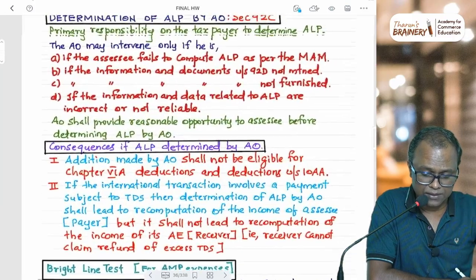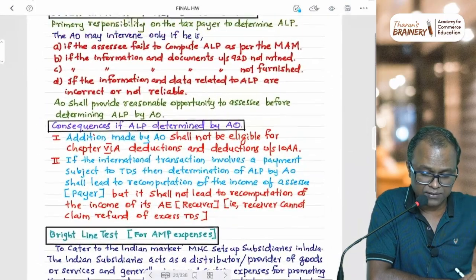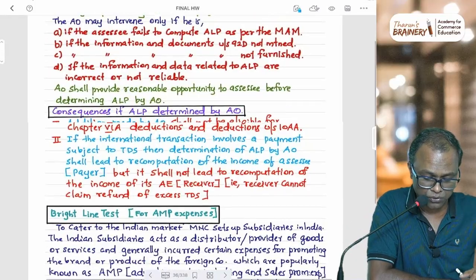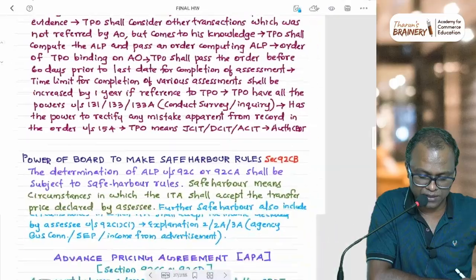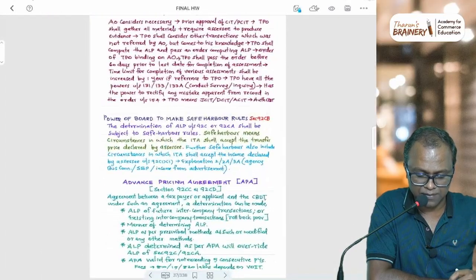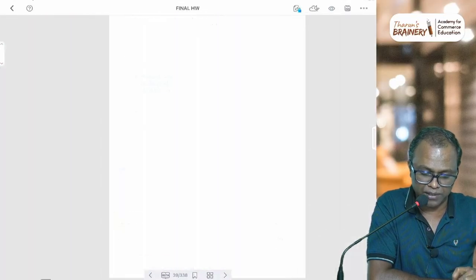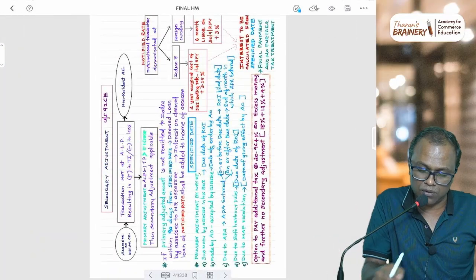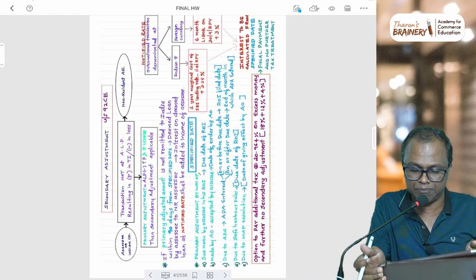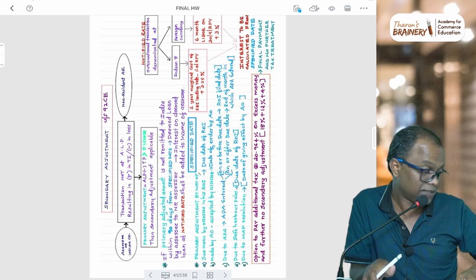And the next area we have to cover is the power of the AO and TPO, all those things we discussed. The next most important area is secondary adjustment. Secondary adjustment means when you are making a transfer pricing adjustment, and a transfer pricing adjustment can happen in many other ways also.